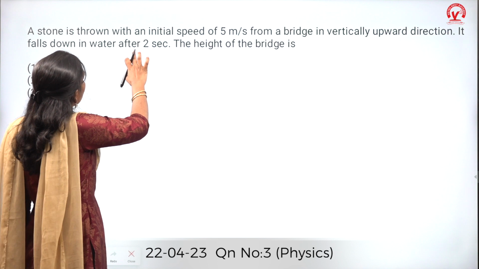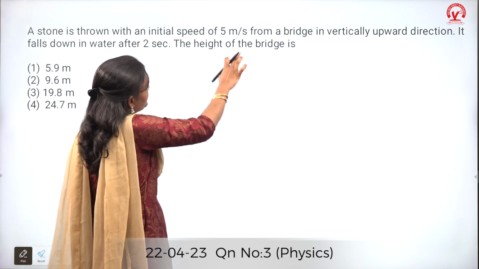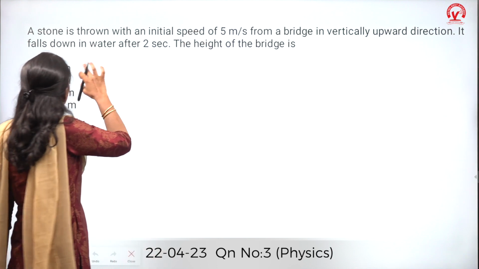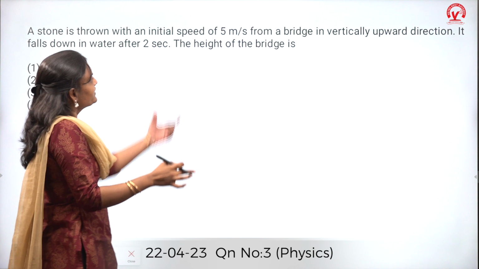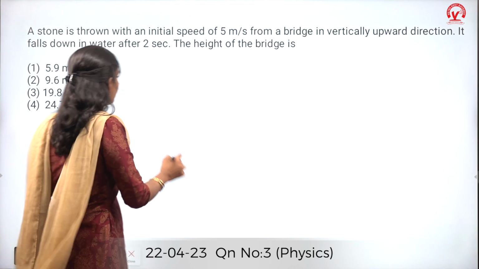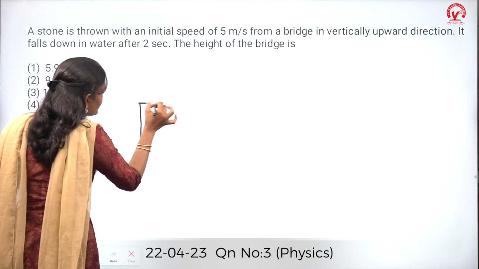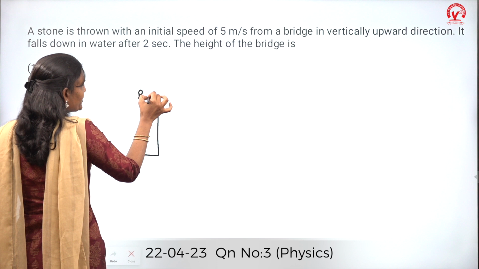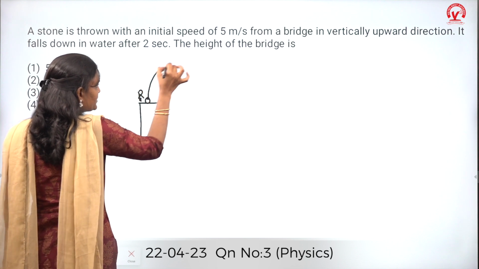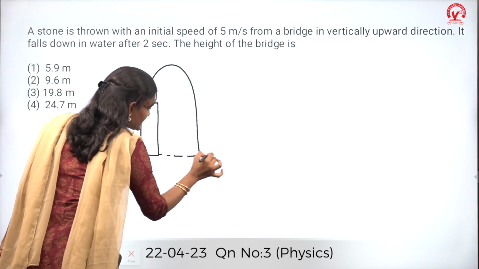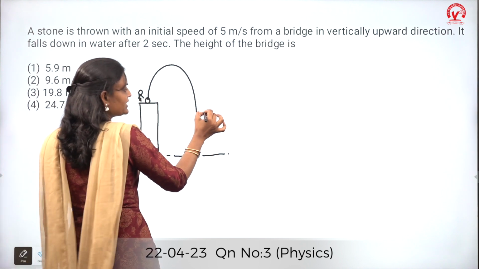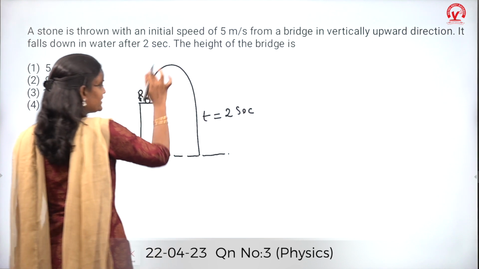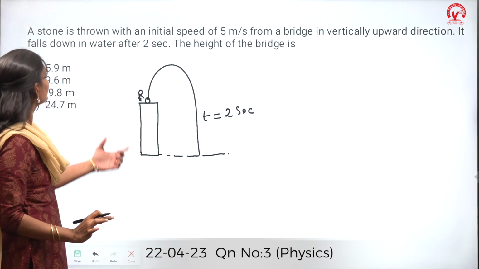A stone is thrown with an initial speed of 5 meter per second from a bridge in the vertically upward direction. It falls down into the water after 2 seconds. We need to find the height of the bridge. So this is the bridge I am taking. A person is here throwing a stone from the bridge to the surface of the water level. Within 2 seconds the stone reaches the surface of the water.